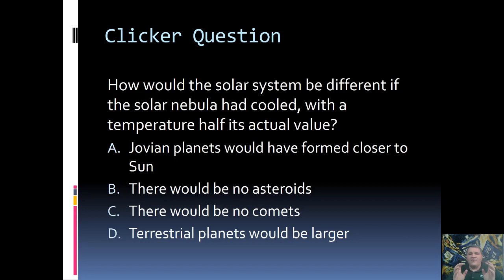Alright, what do you think? How would the solar system be different if the nebula had cooled with half its actual value? I'm going to argue A is the best answer. So if the whole solar system was cooler, that means that the frost line would get moved in closer towards the Sun. We form terrestrial planets inside the frost line, and then we form Jovian planets outside the frost line. So if the frost line is closer, Jovian planets would also form closer to the Sun, so A is going to be the best answer.